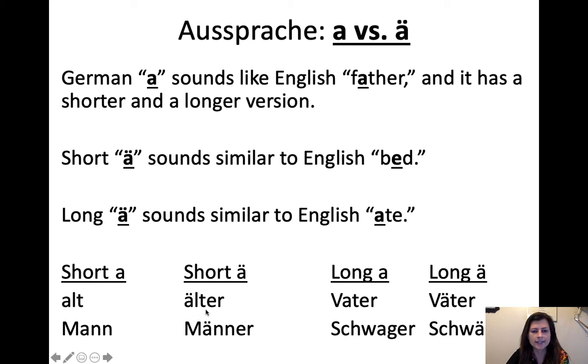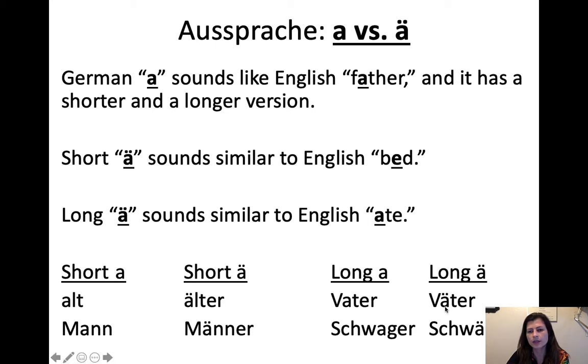So älter, Männer. Alt, älter, Mann, Männer. So this one is short. Sounds like English bed. So älter, Männer. And then we have the long version, which sounds similar to English eight. It's a little bit tighter. So we say eight. It's a very long open vowel, eight. But then this one sounds similar, but it's tighter.